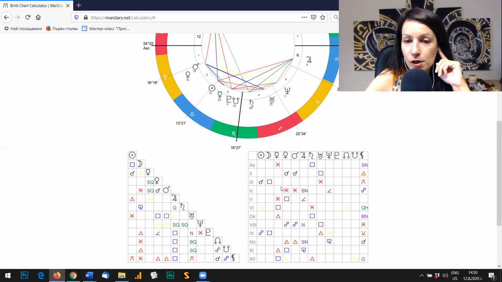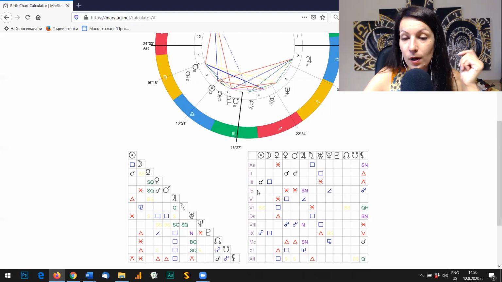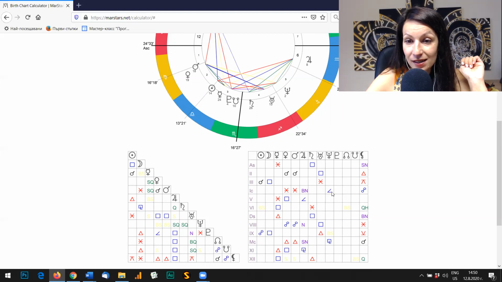Those are the planets which are affecting the fourth house. We need to explore them as well. And this is something that many people overlook or don't know about, but it's extremely important. Those aspects are also defining the circumstances in this particular life area or this house.